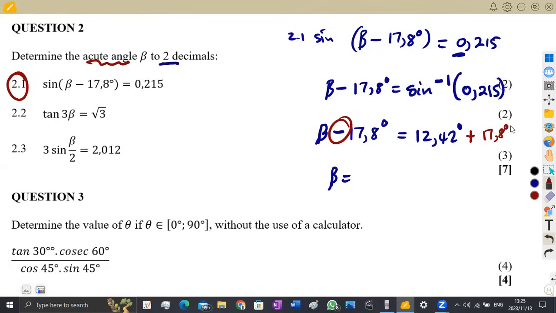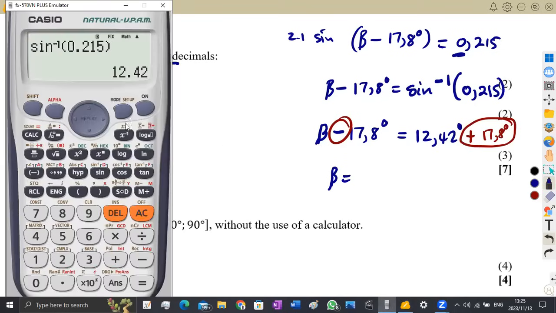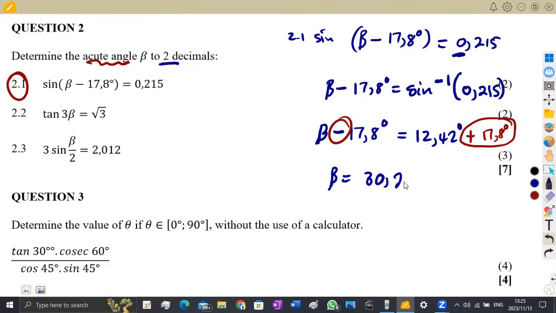So we're going to add 17.8 on that side. You obtain the value of beta. So here, just simply add 17.8, all right, like this, which is going to give us 30.22 degrees. So that is 30.22 degrees. All right, so that is the value of beta that we are going to have at the end.